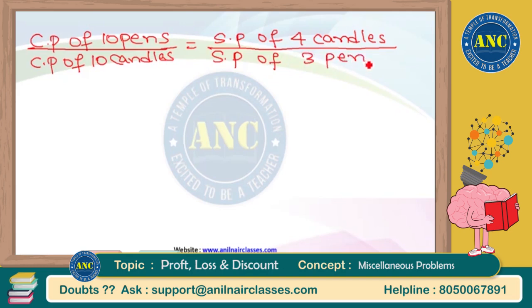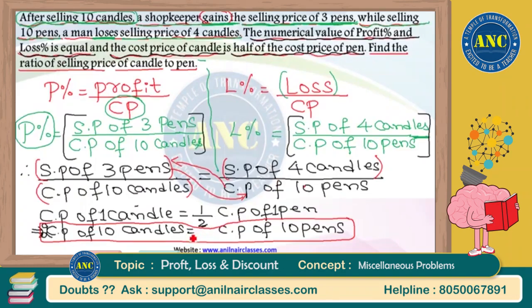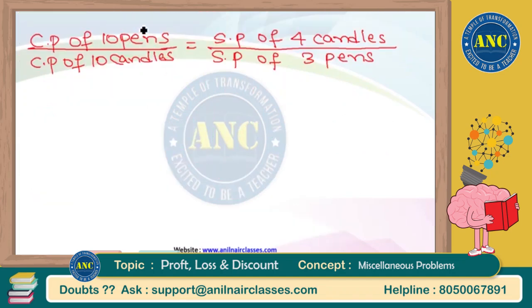Right now, we know that from the given data, cost price of 10 pens divided by cost price of 10 candles, if I shift it to the right hand side, is 2 divided by 1. I hope the idea is clear for you people. It is 2 divided by 1. That means this value will become 2 by 1.